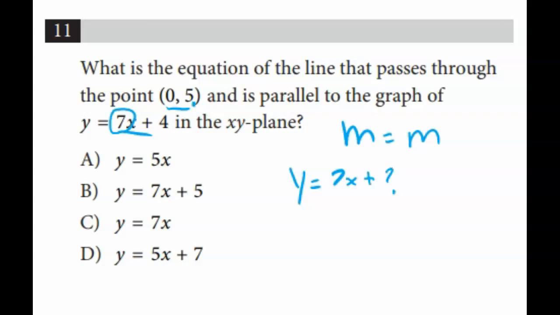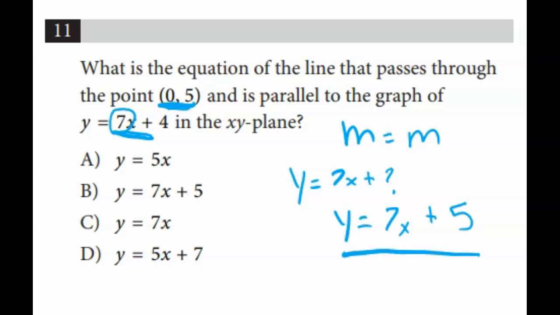But they do that by giving us point 0, 5. That means when x equals 0, y equals 5. That is the y-intercept. So actually we can finish up this equation knowing that it's the same slope as this line, so 7x, and the y-intercept is 5, so b is going to be 5. So now we know that this is the correct equation.